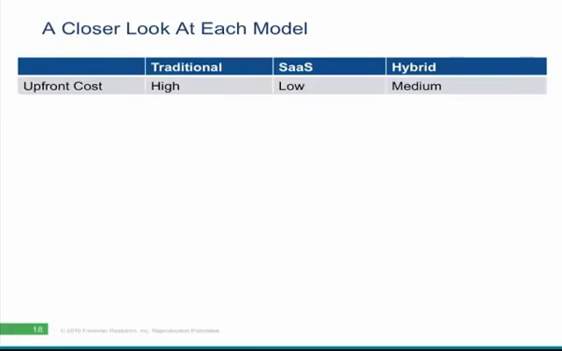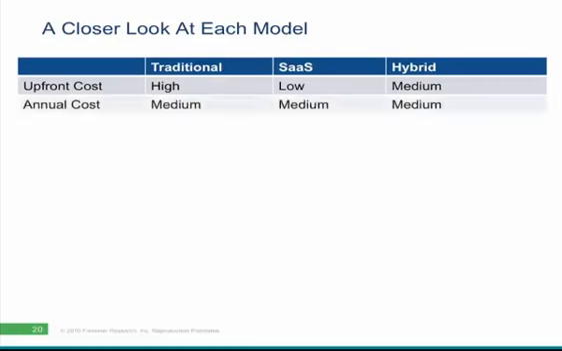First up is the cost. And traditional, of course, if you're starting from scratch, you're going to have to provision all this equipment. You're going to have to, perhaps in a large deployment, bring in some expertise to help deploy it. There is going to be a lot of upfront cost. SaaS model, of course, you're not going to have that because everything is going into the cloud. And in a hybrid model, there's going to be a mix between the two.